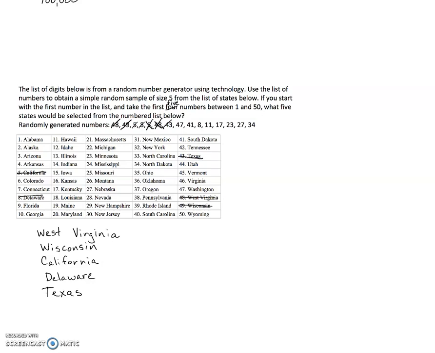So I just wanted to point out what happens in your randomly generated number list if there were repetitions in it. And so essentially you just use that the first time, and then if the number appears again while you're selecting your sample, you ignore it and move on to the next number.